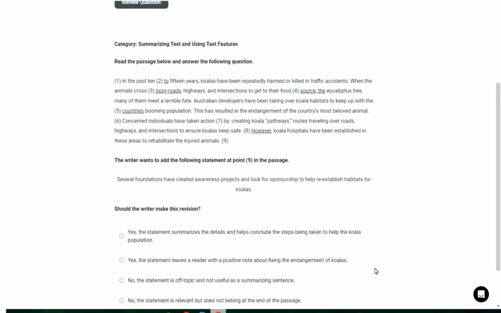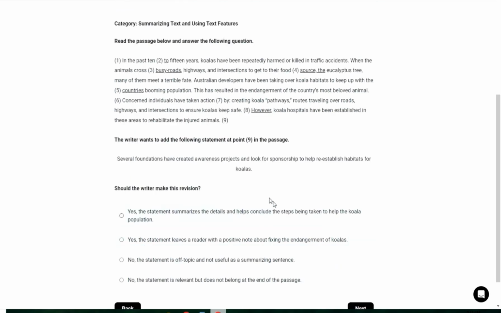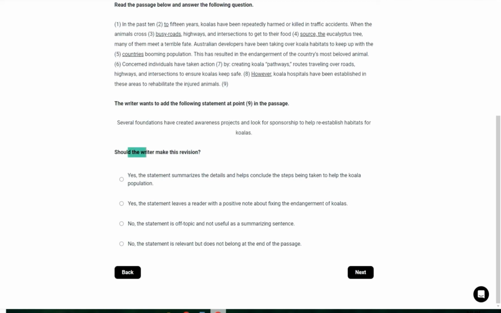For 9, the writer wants to add the following statement at point 9 in the passage. Several foundations have created awareness projects and look for sponsorship to help re-establish habitats for koalas. That's going to be at point 9, and it's asking, should the writer make this revision? See what you guys got.